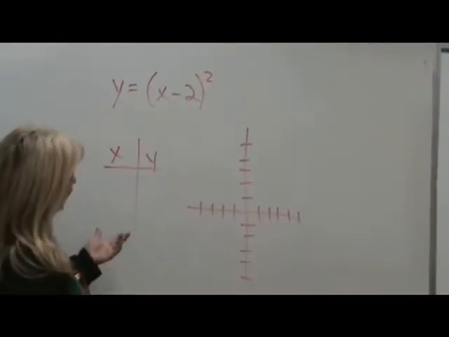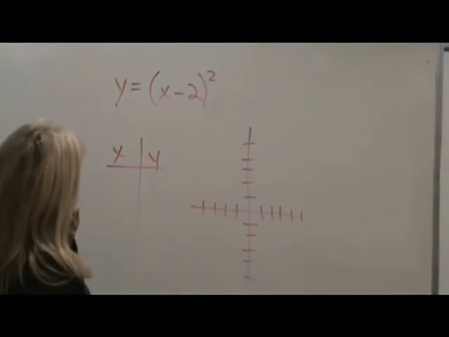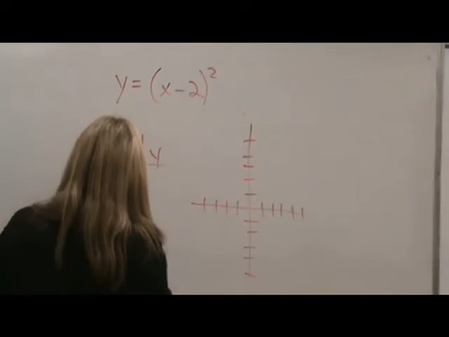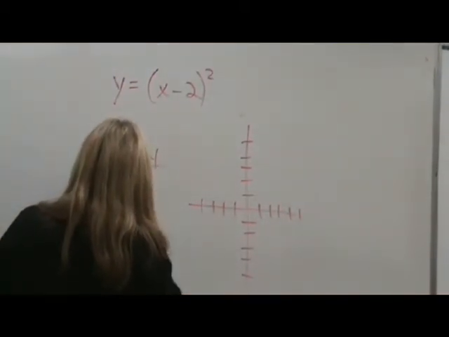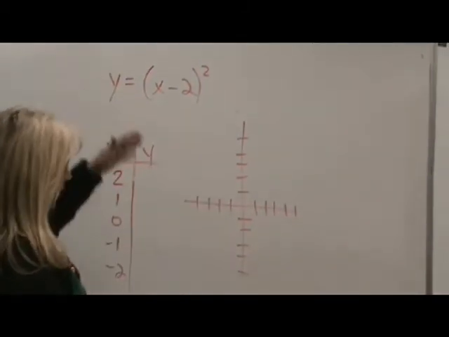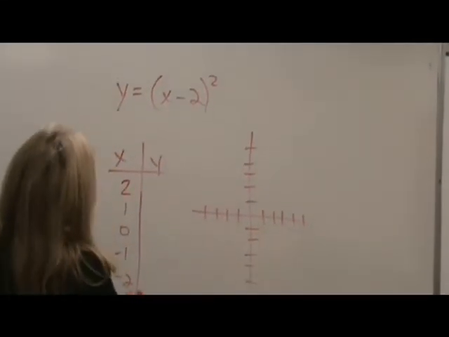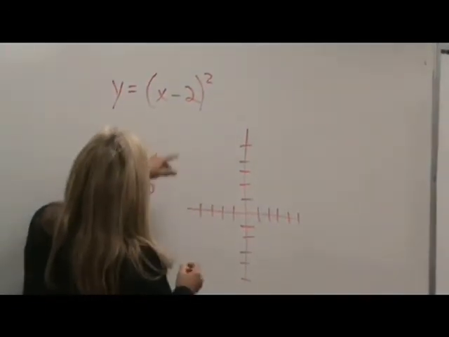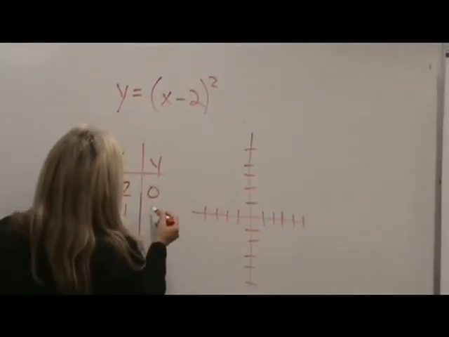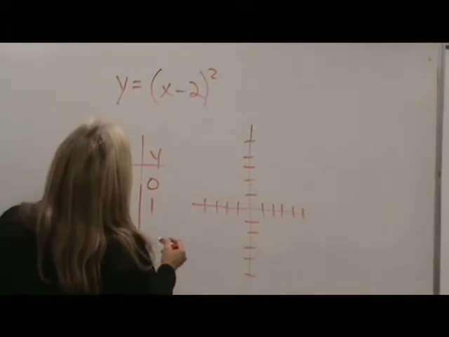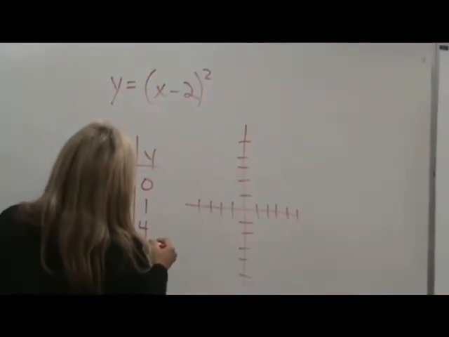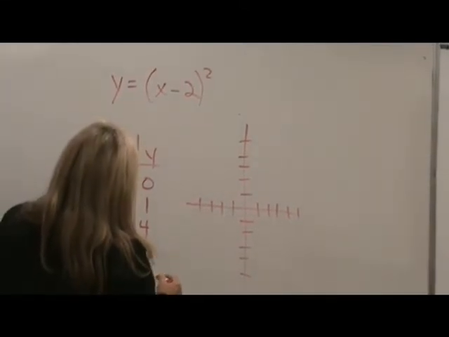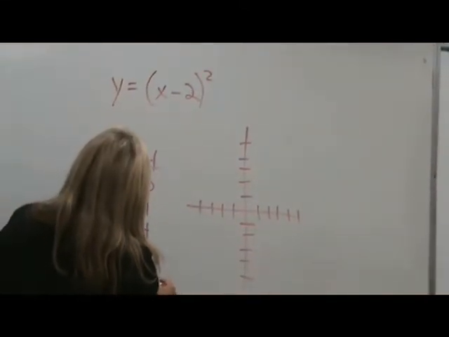Okay, so for example, let's put say 2, 1, 0, -1, -2 in there in our equation and see what we come up with. We may have to go further up or back down. So if we put 2 in there, we're going to have a 0, right? We put 1, so -1 squared, which is 1. We put 0, we have 4. We put -1, we have 9. And -2 would be 16.